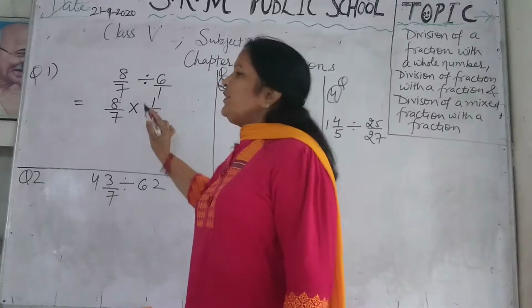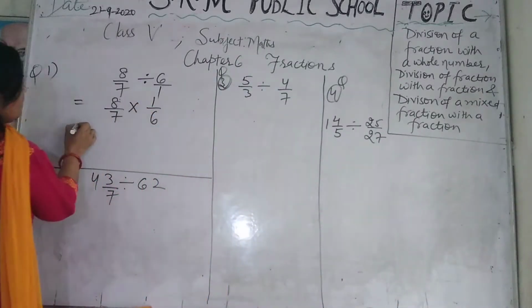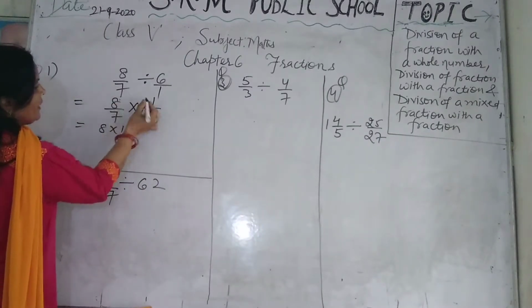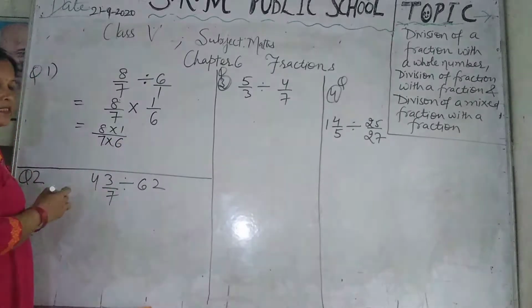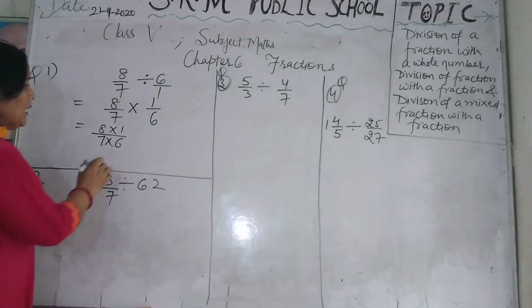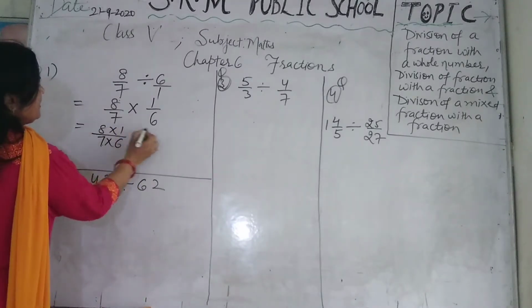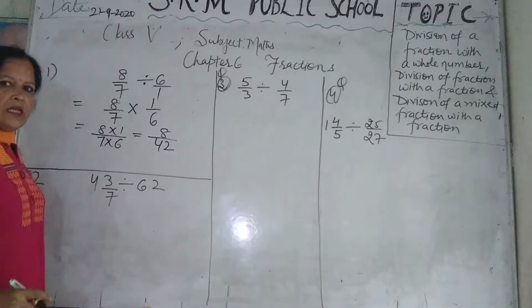Now, multiply numerator with numerator, 8 into 1, and denominator with denominator, 7 into 6. Right? 8 into 1 is 8, and 7 into 6 is 42.